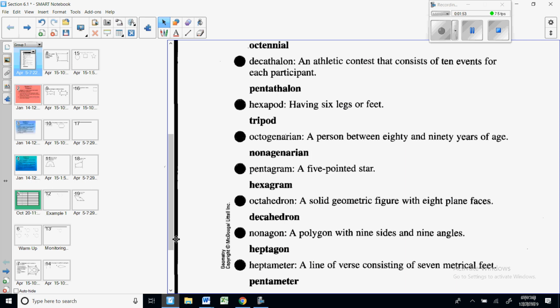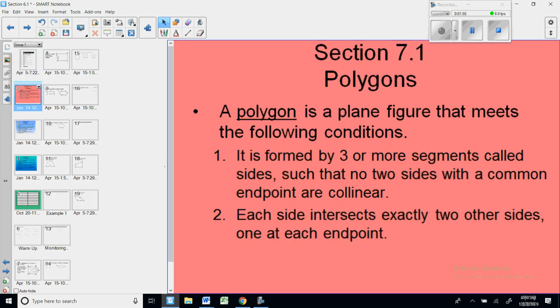And we're going to focus on a couple different pieces today as we go through our polygon section. And a polygon is a plane figure that meets the following conditions. It is formed by 3 or more segments called sides, such that no 2 sides with a common endpoint are collinear, and each side intersects exactly 2 other sides, one at each endpoint. Okay, and at this point we'll pause the presentation and let you get those definitions down.